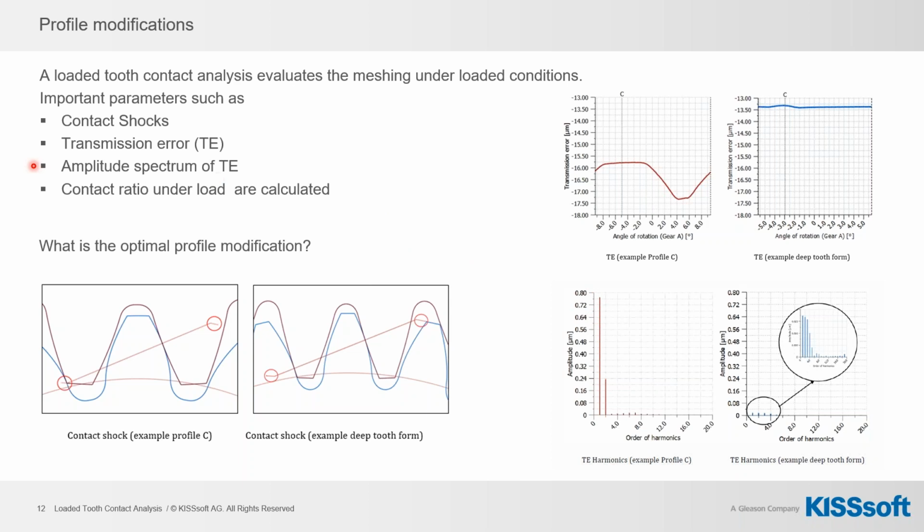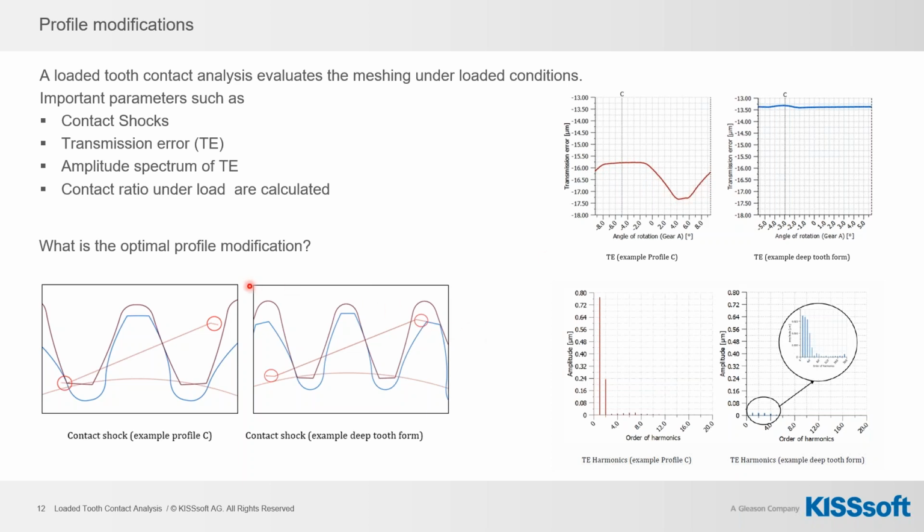We also want to calculate the contact ratio under load and optimize it. Now, what are these two different gears? So the gear on the left side is a, let's say, standard tooth profile, contact ratio about 1.66. And the transmission error of this mesh you can see over here. So there is an amplitude. So the transmission error is changing over time.